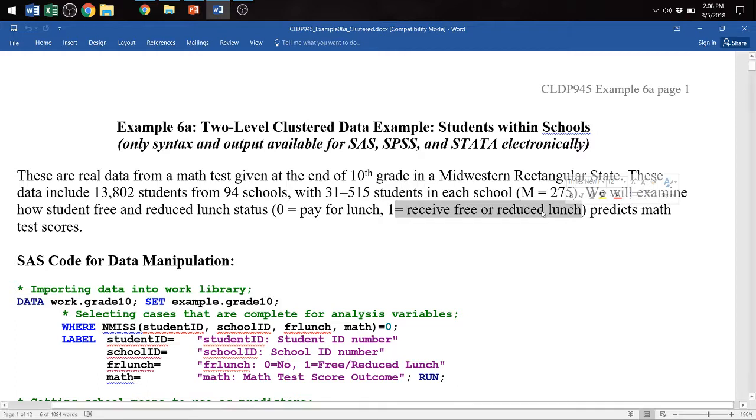So I took the average free and reduced lunch dummy code variable per school, and I stuck that in as my level 2 version. So anytime you have organizational level information that is more complete than just averaging the people you have in your sample, use that instead as your contextual effect.